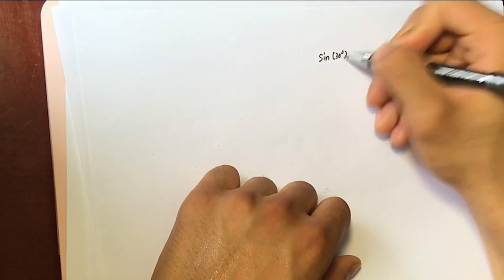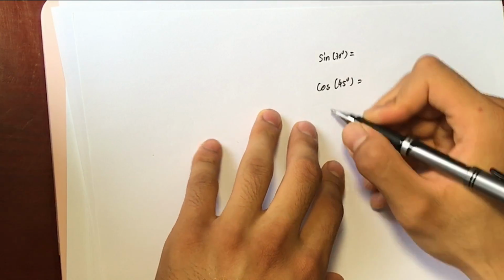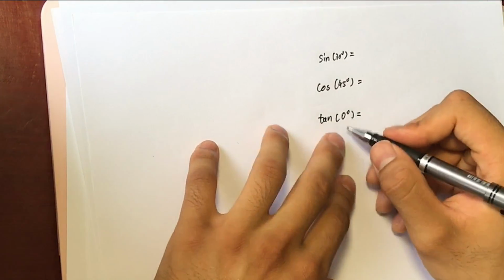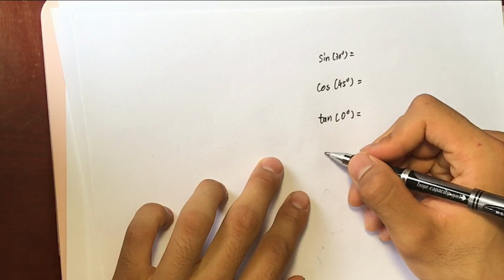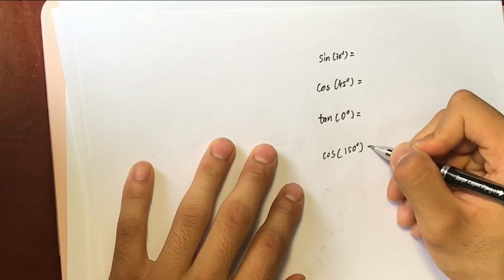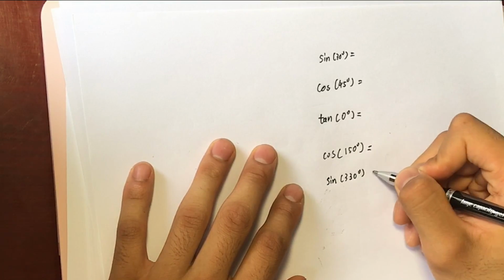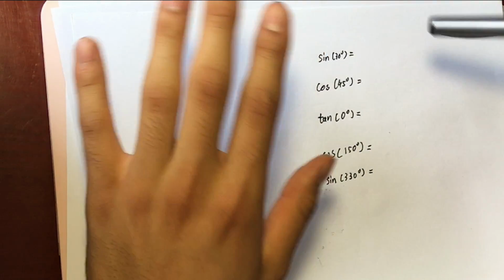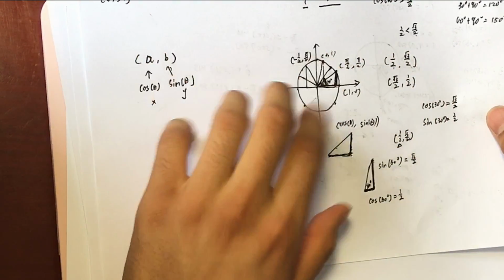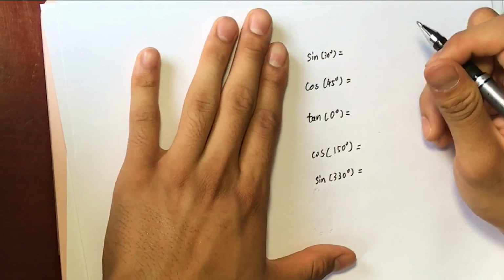Sine 30. Cosine 45. Tangent 0. Well, I don't know whether that has a value or not. Cosine 150 and sine 330. All right. So you can pause the video and try to figure it out on your own with this awesome way to memorize those special values, special angles. All right, I hope you give it a try.